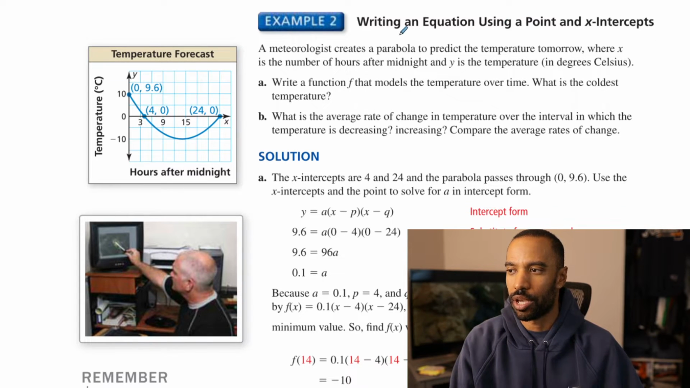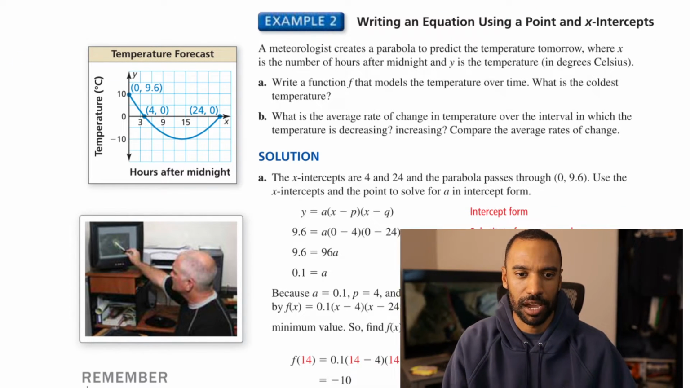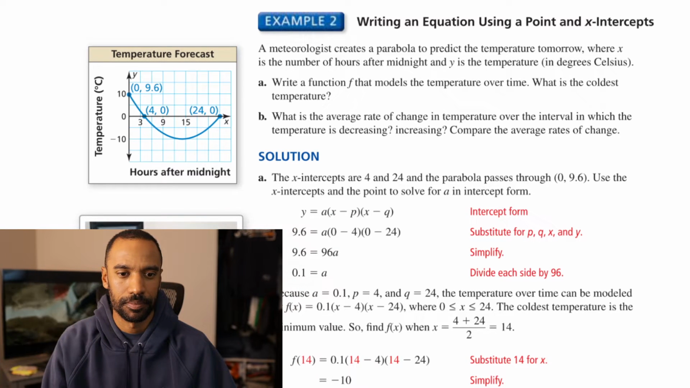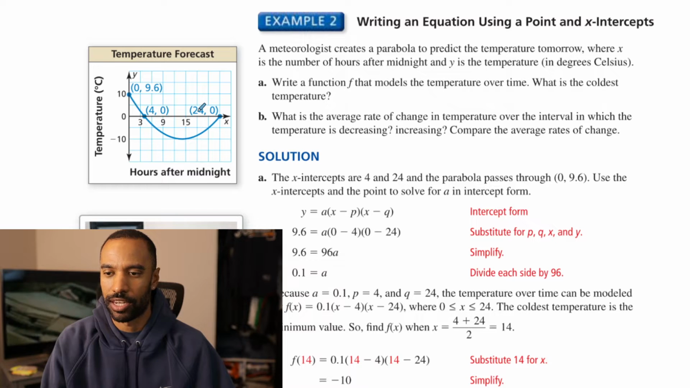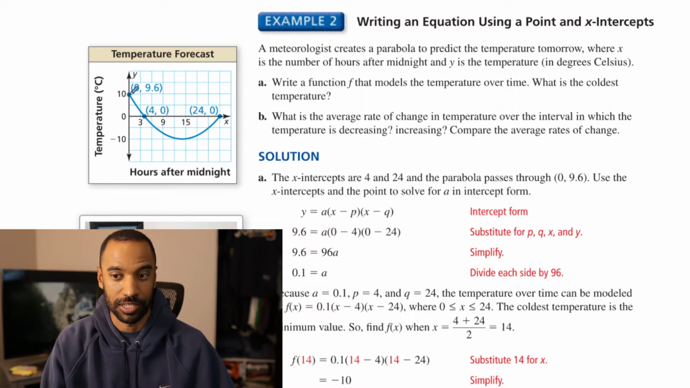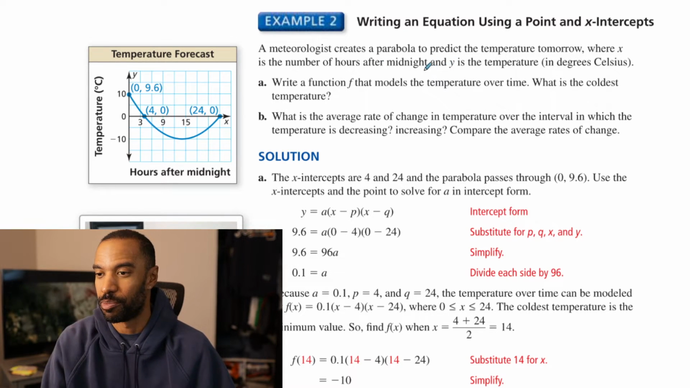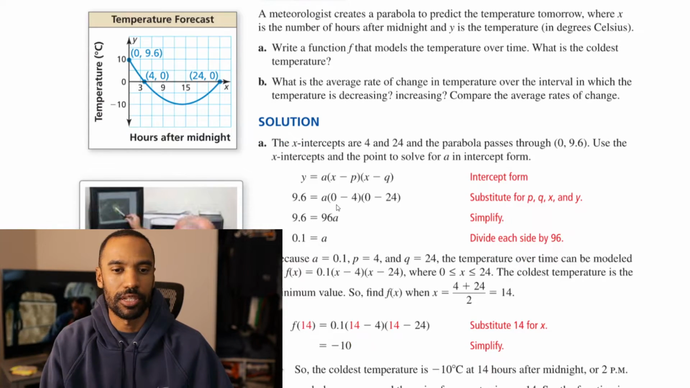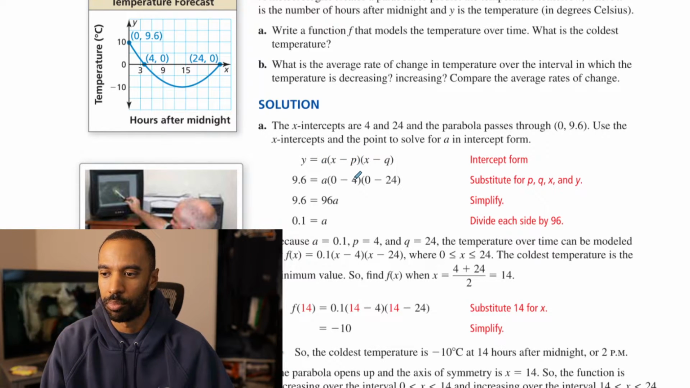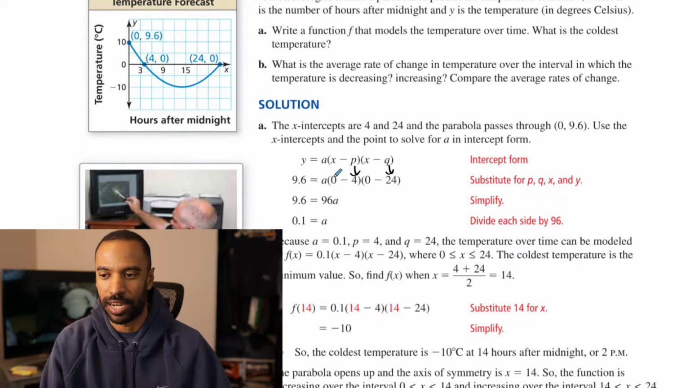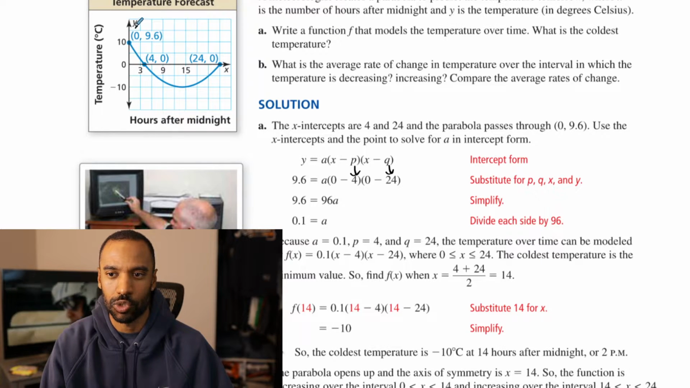Let's write an equation using a point and x-intercepts instead. Let me cover this guy right there. All right. This time we're given the two x-intercepts 4 and 24. We're given another random point that's (0, 9.6). It's not (0, 10). I assumed it was, but it's not. So we can plug them into this equation in the same way we did before. We have an x-intercept of 4, plug it in. An x-intercept of 24, plug it in. And if you want to write it bluntly like that to start with before plugging in x and y, go ahead.